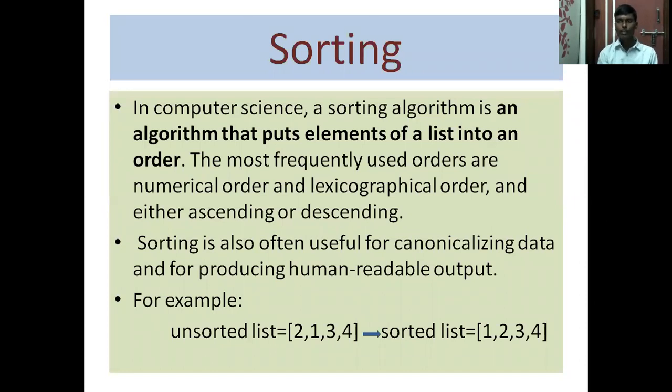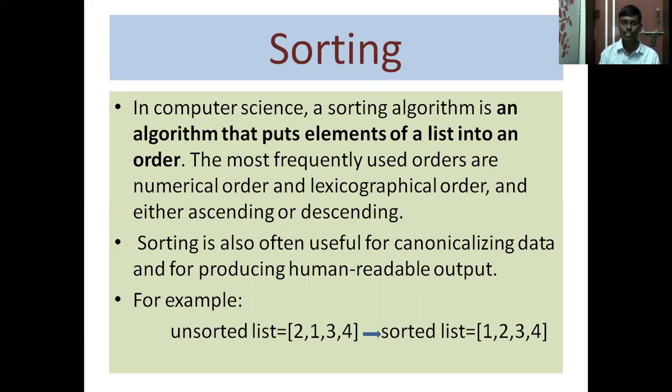First of all, what is meant by sorting? In computer science, a sorting algorithm is an algorithm that puts elements of a list into an order. The most frequently used orders are numerical order and lexicographical order, either ascending or descending. Sorting means to arrange the elements of a list in a particular order, which may be ascending, descending, or the required manner of the user. Sorting is also often useful for categorizing data and for producing human readable output.